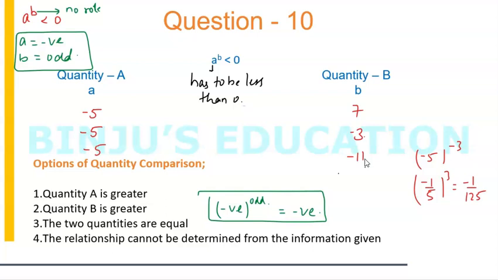So remember one thing, this is a very good question. Remember the conclusion: if a to the power b is less than 0, because usually exponents do confuse us when mixed with inequalities, that is if a to the power b is negative, then a is negative and b is odd. It can be odd positive, it can be odd negative also. So do we have a specific relationship between a and b? The answer is no. The relationship cannot be determined. 4 is my answer.